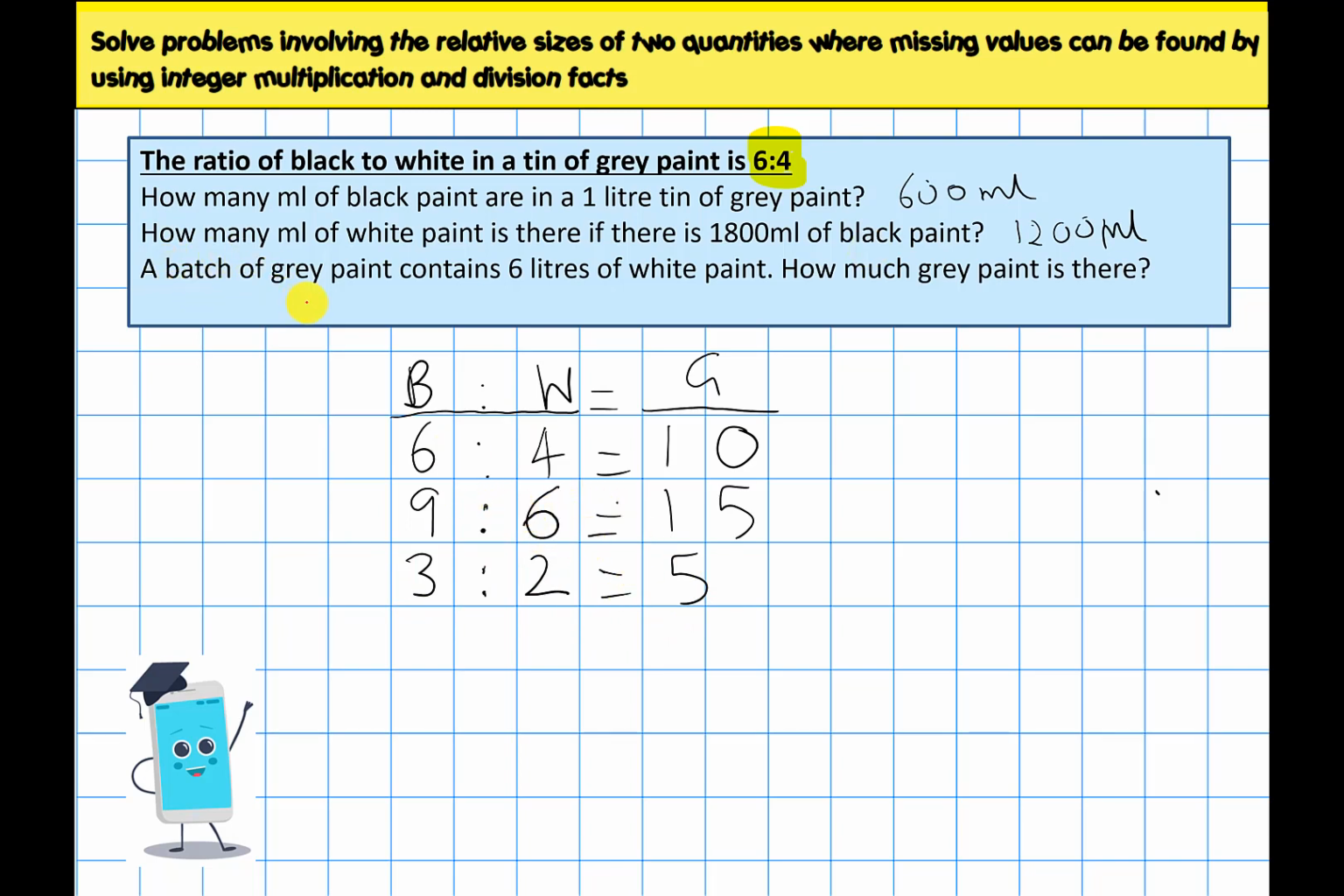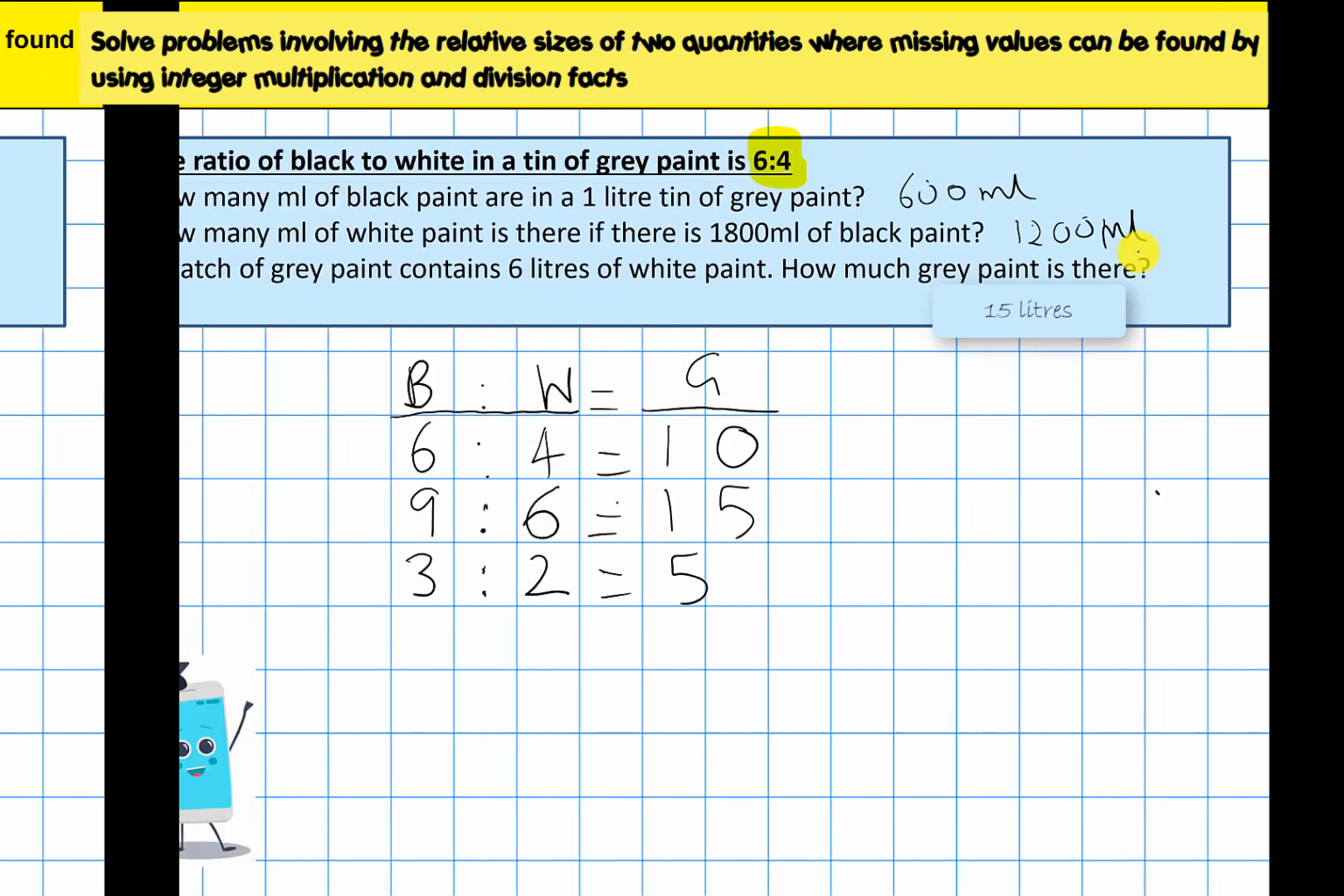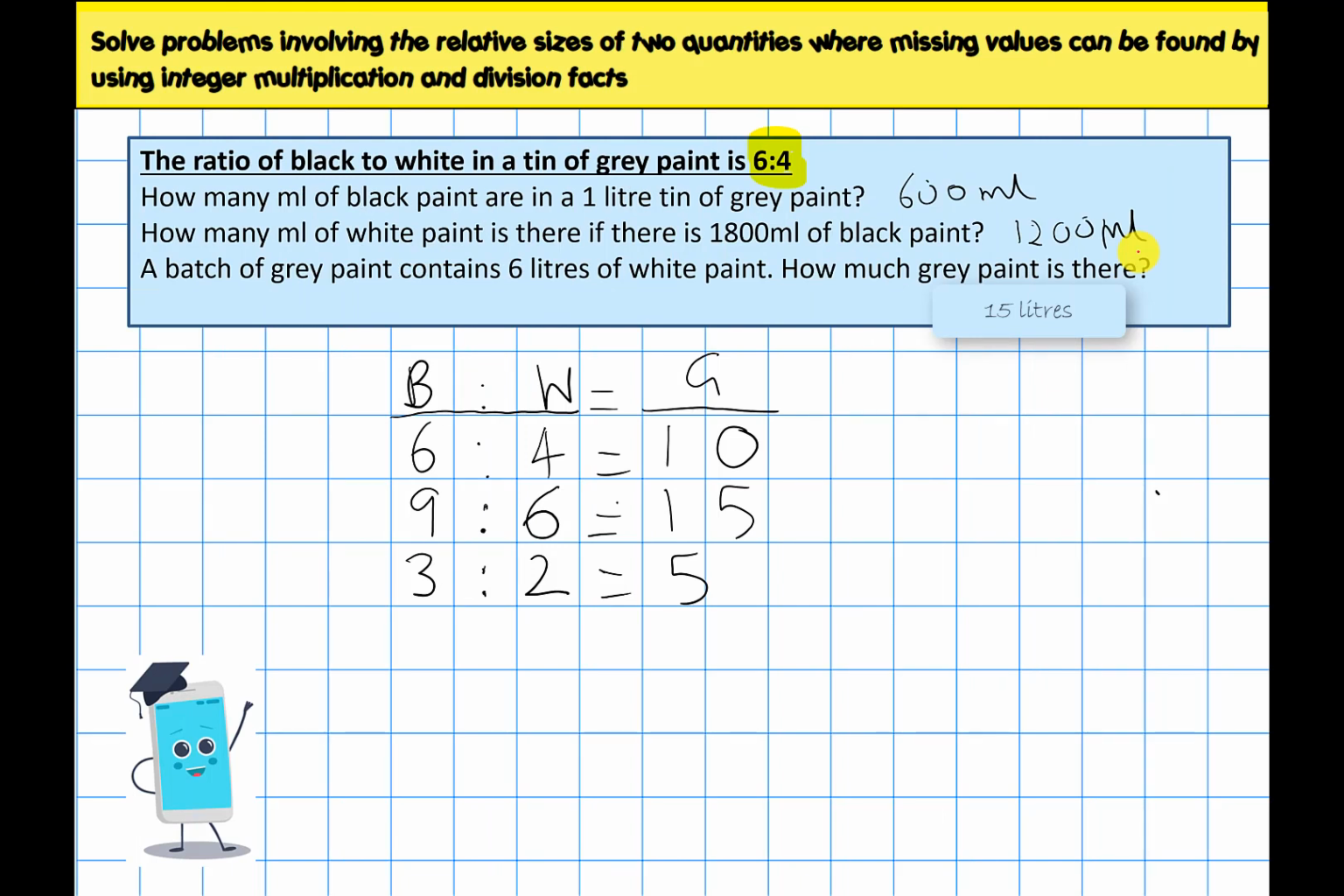So the question, a batch of grey paint contains 6 litres of white paint. How much grey paint is there? So this is my answer here because it's in the grey column. So in a batch of grey paint with 6 litres of white paint, there would be 15 litres of grey paint. Now if you need to pause or rewind or go back to watch this again, then do so.